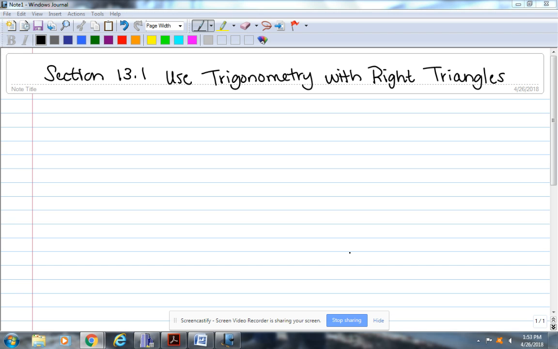Let's review a little geometry, things that we should know. The first thing is the sum of all the angles in a triangle add up to be what? Y'all remember? 180. That's right. All angles add to be 180 degrees.